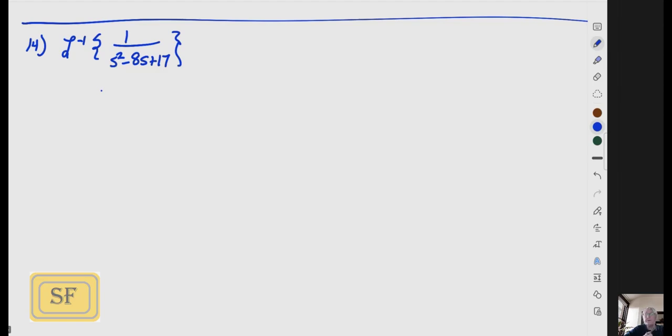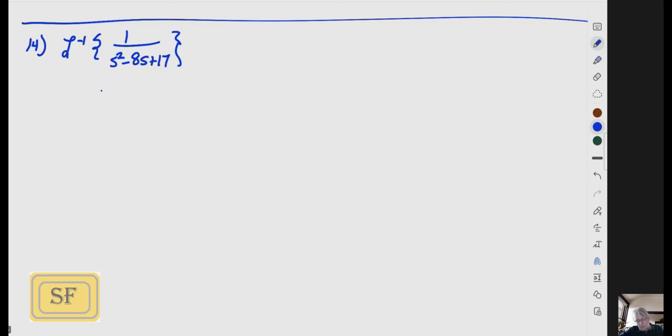For question 14, we have the inverse Laplace of 1 over s squared minus 8s plus 17. If you look at that denominator, s squared minus 8s plus 17 does not factor. You would have to have factors of 17 that would add to give you 8, and 17 is a prime number. Its only factors are 1 and 17.